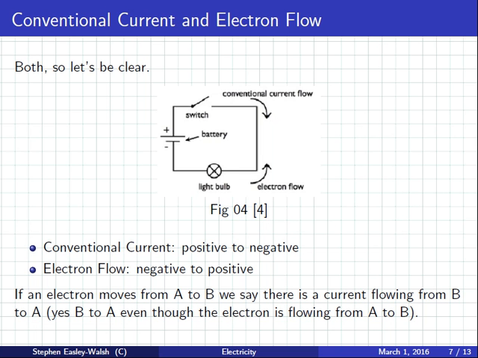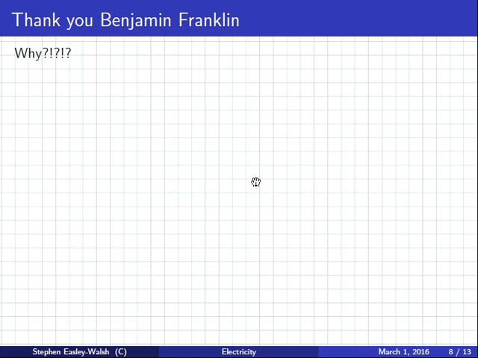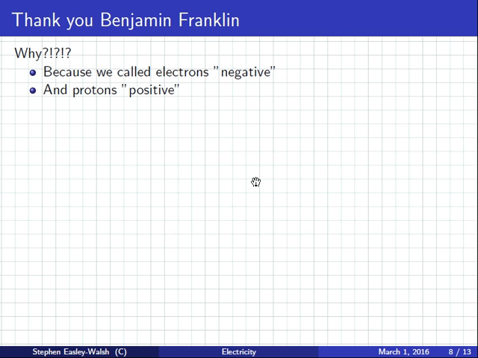You might be thinking, for goodness sake, why can't they be the same thing? Well, we can thank Benjamin Franklin for that. The guy who used to fly kites in thunderstorms, with the key at the end of the rope. You know this guy? The problem is actually because we call electrons negative. This is actually the key reason why. And because we call protons positive. It would have been better the other way. If we called electrons positive and protons negative, then this problem would disappear.